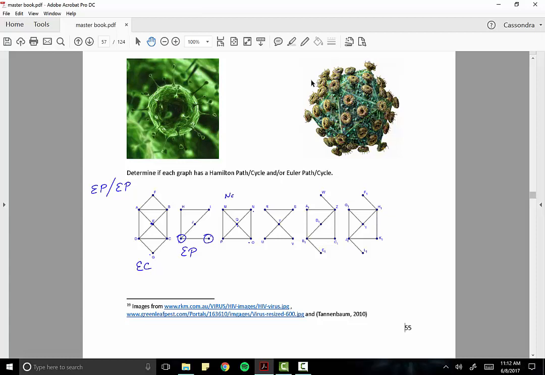3, 3, 3, 3, 4. Not Eulerian. But it might be Hamiltonian. We'll see. 2, 2, 4, 4, 2, 2. This is definitely an Euler cycle. This one is an Euler path because we have 4 and 1. To convince ourselves that this is an Euler path, I'm labeling the edges. Yep, it's an Euler path, if the degrees weren't enough. And this guy is not Eulerian.